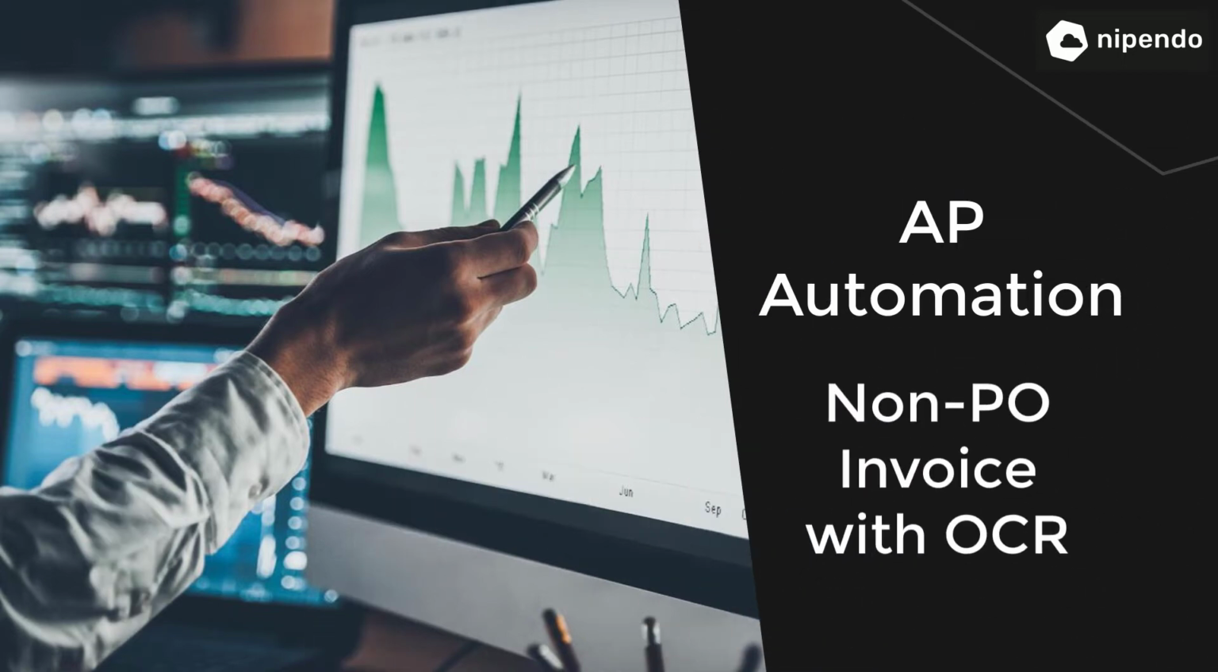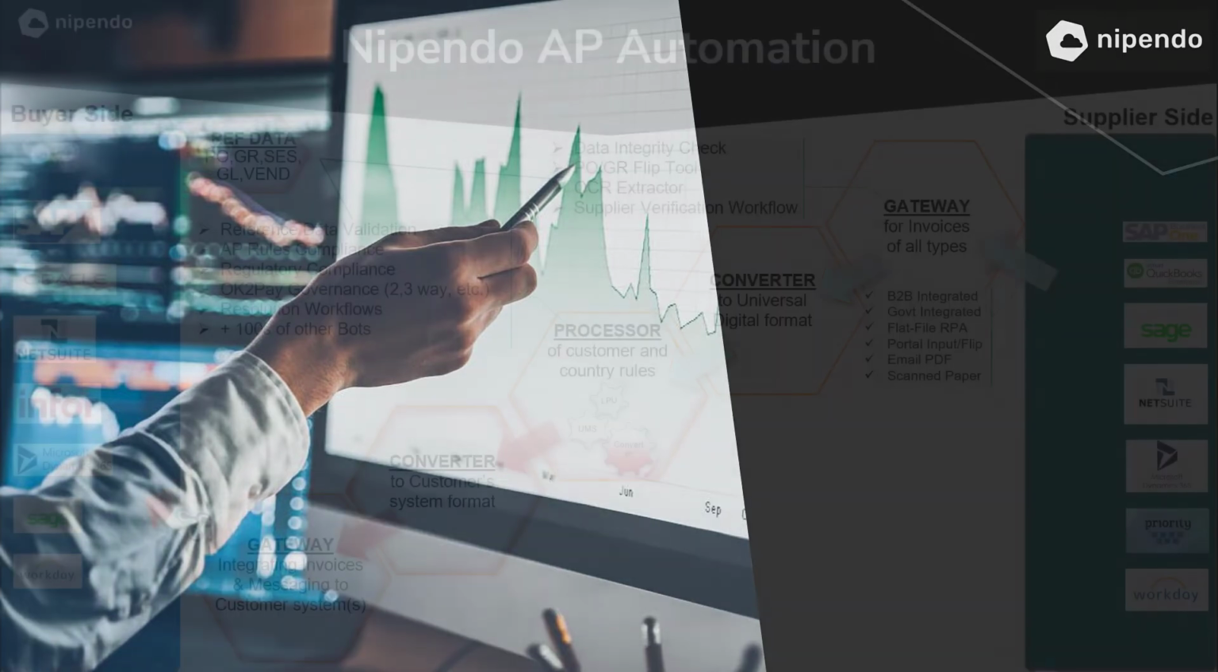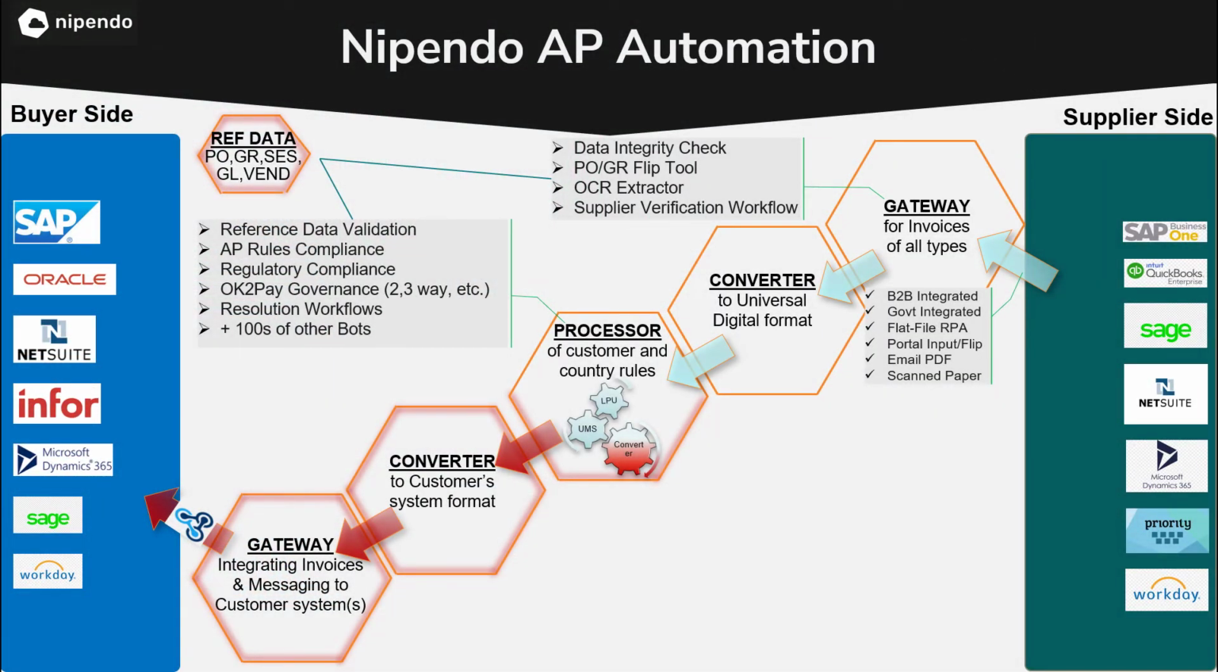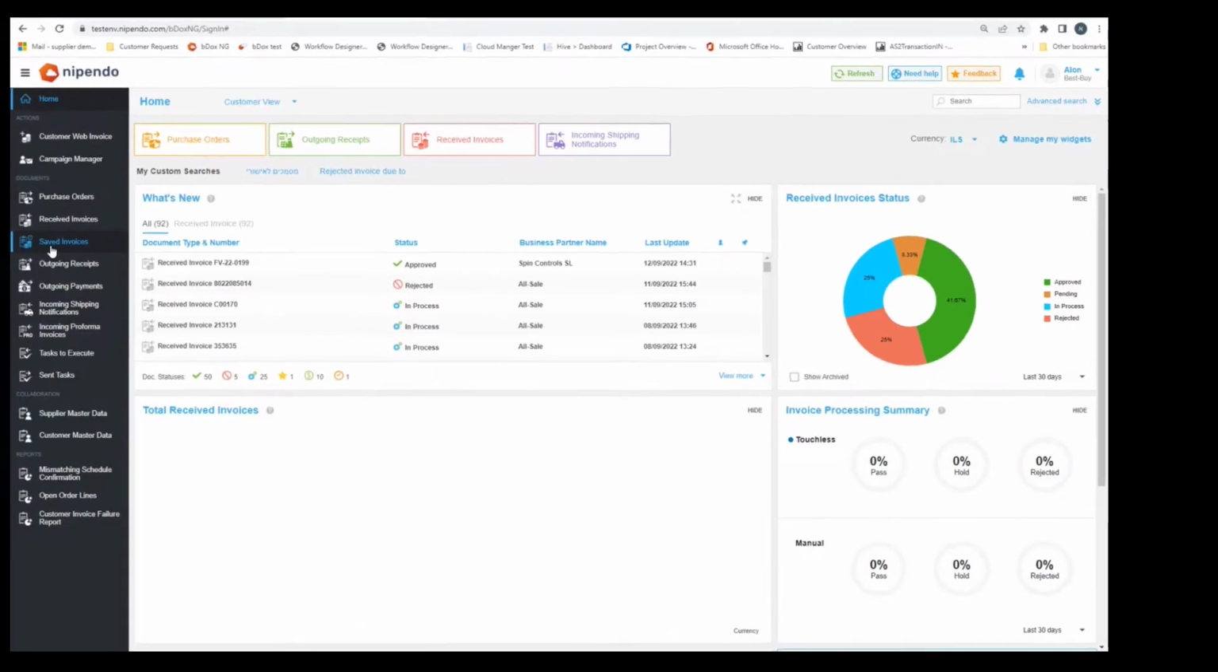Okay, this is a discussion about AP automation in the context of a non-PO invoice, and we're going to dwell on the OCR process of digitization because that's the difference here. So just to remind you of the map of the territory here, suppliers are sending things over. We're focusing in on emailed PDF or scanned paper, worst case scenario. We're going to be using our OCR extractor, but also I'm going to talk about the supplier verification workflow. And just a note, we don't have POs, GRs, or SES to work with here.